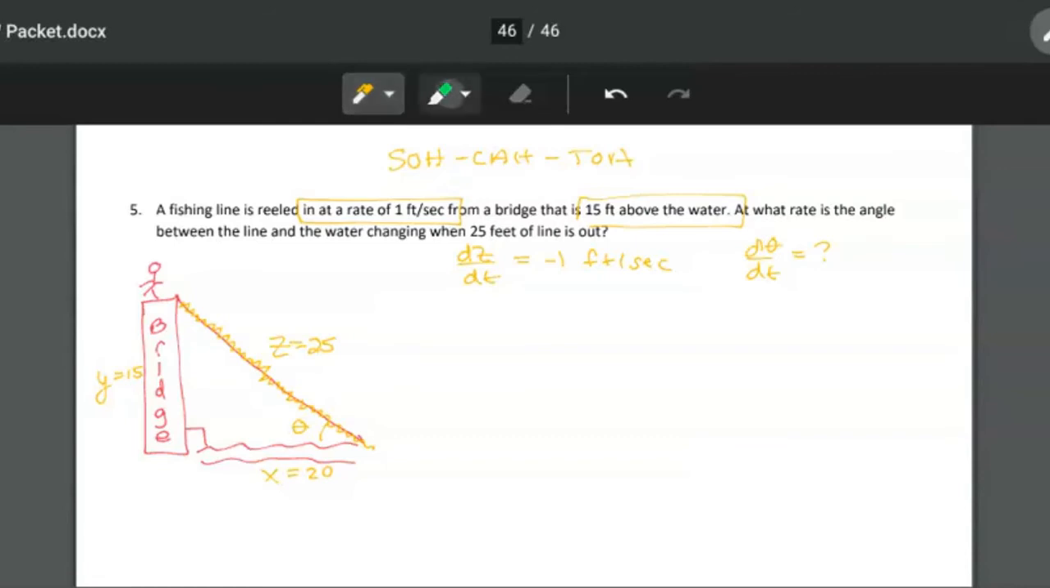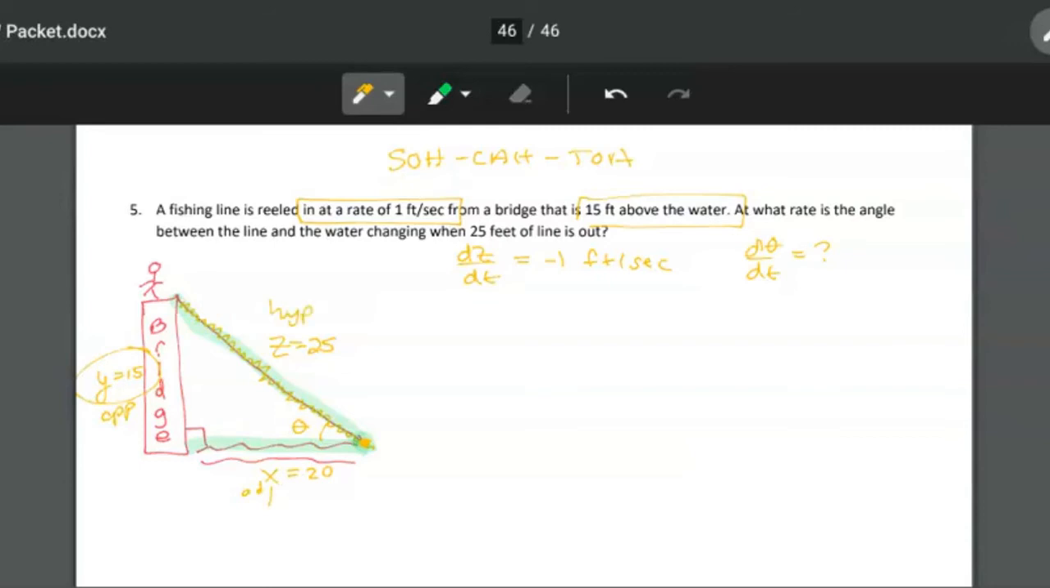If we're talking about a fishing line right here being reeled in, this is changing. They're pulling that fishing reel in. And this distance is changing too. If they're pulling that in, it's getting closer and closer. The bridge, though, is not changing. So I strongly suggest using the Y. And according to SOHCAHTOA, this is opposite, this is adjacent, this is hypotenuse.